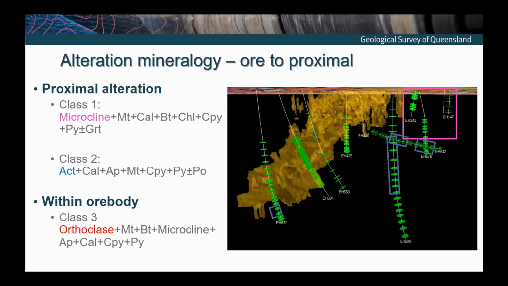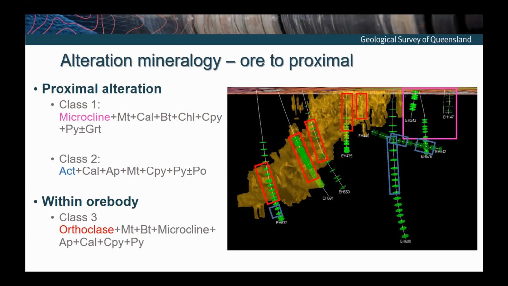Closer to the ore body, there's a very curious appearance of quite clearly visible actinolite, which is present both proximal and underneath the ore body. And within the ore body itself, it's the part of orthoclase, but there is a fair bit of microcline hanging around, mostly in the clasts, and apatite, calcite, and plenty of sulfides.